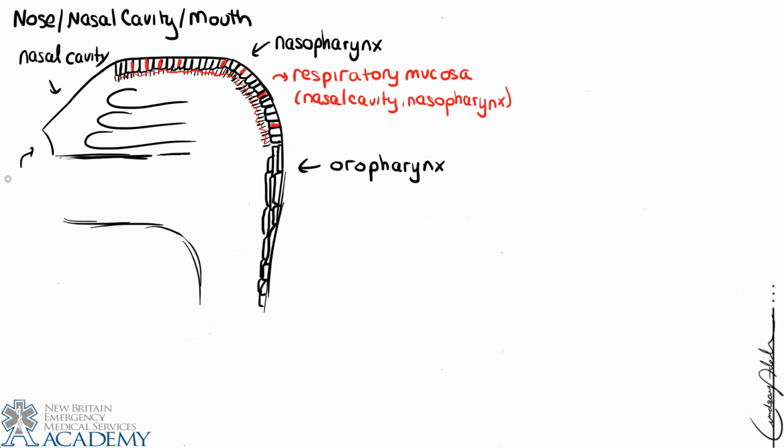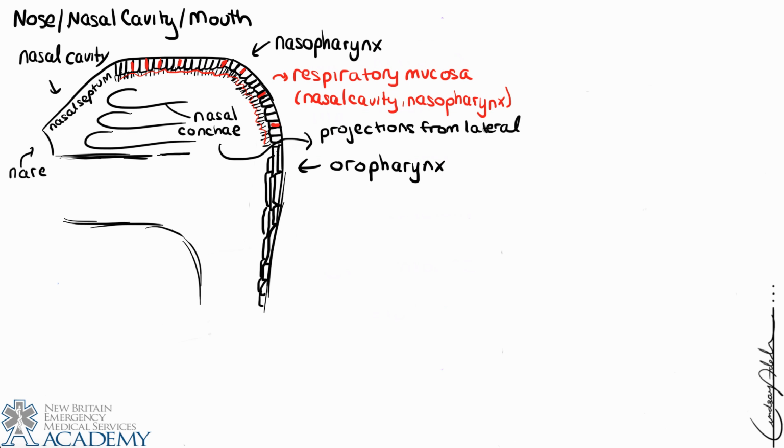So if we think about the air entering, once again, the air can enter through the nares, so there'll be one nare on each side of the nose, and the nasal cavity is divided by the nasal septum, and then the air can pass through either nare or either nostril. Now on the lateral aspects of the walls, we have the nasal conchae, and those guys are kind of like scroll-shaped or scroll-like projections from the lateral wall.